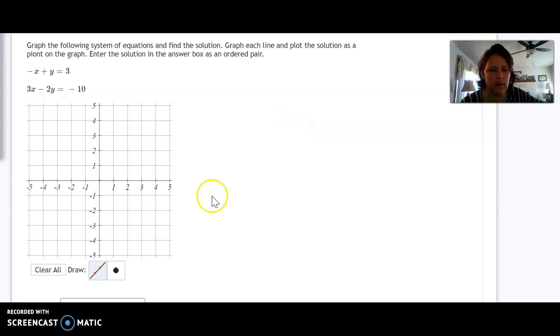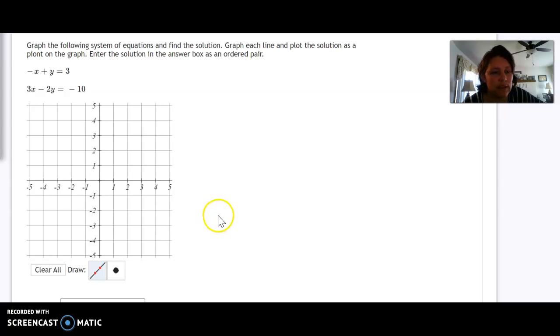All right, everyone, here we are again. We're still working on that section 4.4. Lots of good review in this section and some good practice in graphing and finding the solution to our systems of equations. So again, remember, systems of equations are going to be two equations that we graph simultaneously, and the point where they cross is where our solution is.